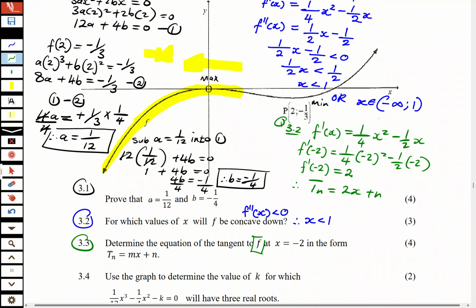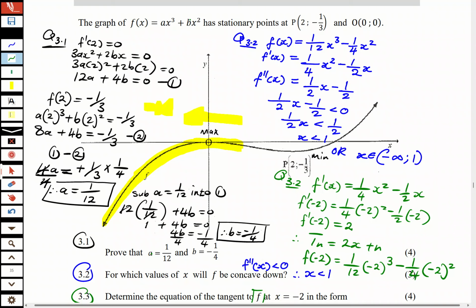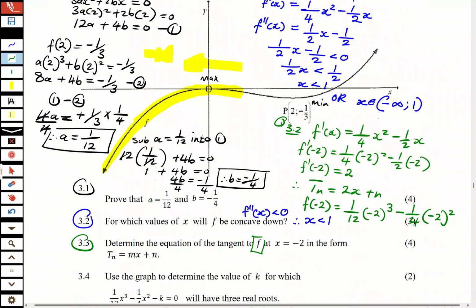So you're just going to say, what is the y value when x is negative 2? So at x equal to negative 2, what is the y value? Remember your a, it is 1 all over 12, and then x. We make the substitution simultaneously. So this is negative 2 cubed, and then negative 1 all over 4 and then x squared. So this is negative 2 squared.